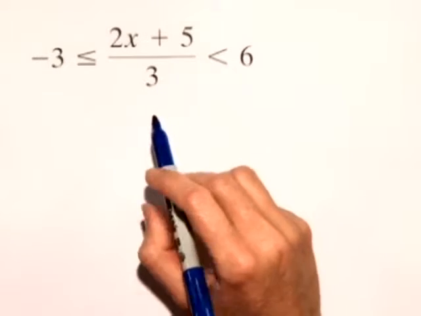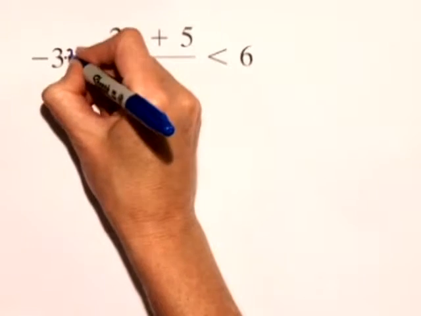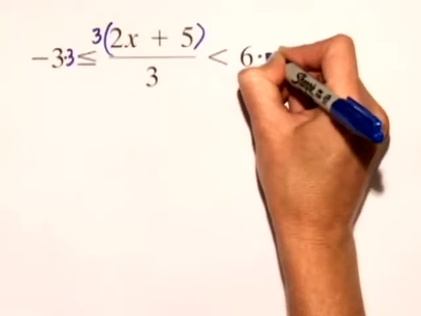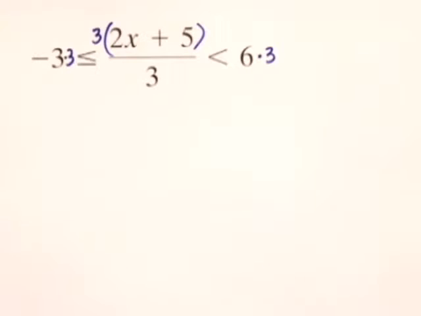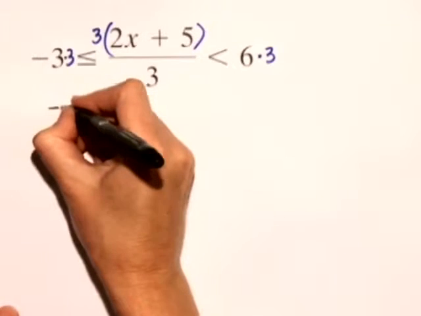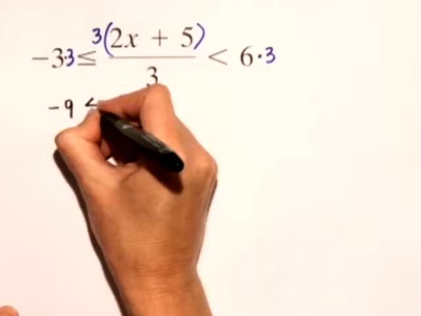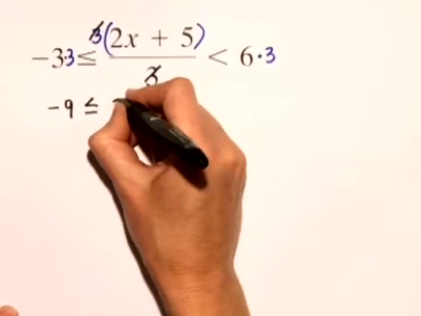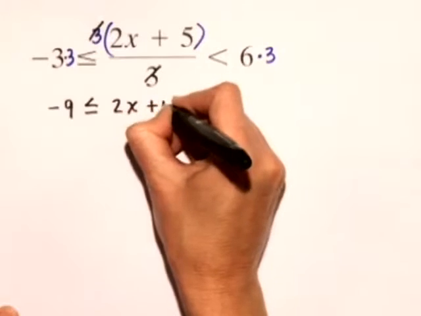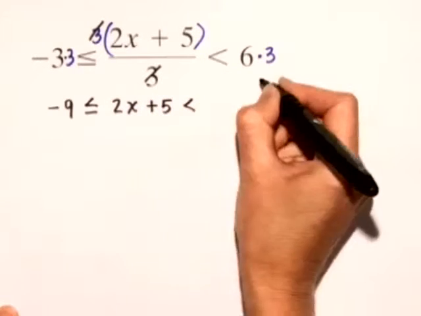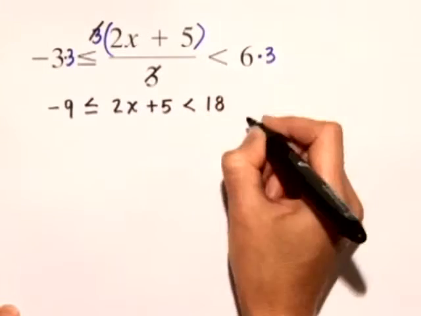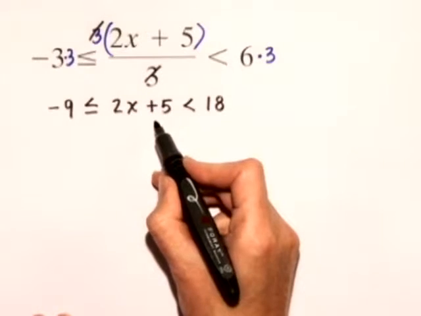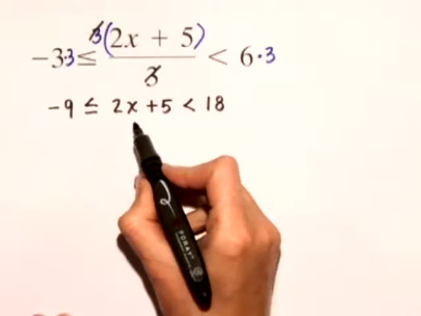So first, let's start by multiplying all 3 parts by 3. When we do that, we end up with -9 is less than or equal to, notice the 3's divide out, and we have 2x plus 5, which is less than 18. Now we're still trying to isolate x in the middle, so let's now subtract 5 from all 3 parts of this inequality.